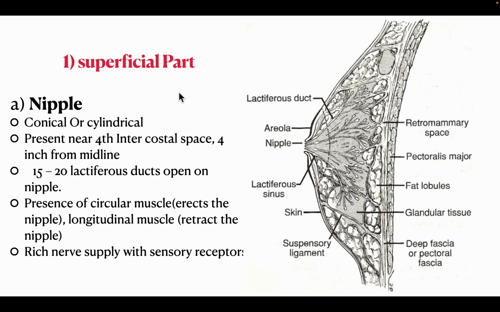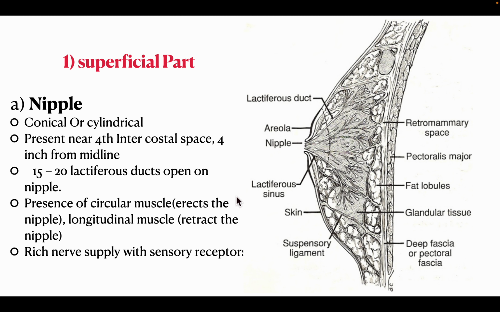Now let's know about the superficial part. The superficial part consists of the nipple area. So here we have the nipple area, and it consists of muscles, that is the circular muscles as well as the longitudinal muscles. It is conical in shape, or we can say cylindrical, and it is present near the fourth intercostal space. Can you see here, the lactiferous ducts open on the nipple, and it consists of circular as well as longitudinal muscles.